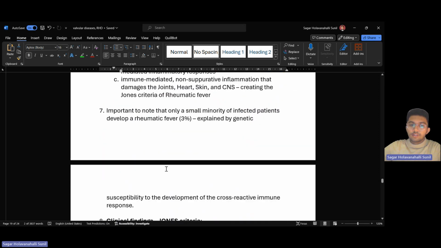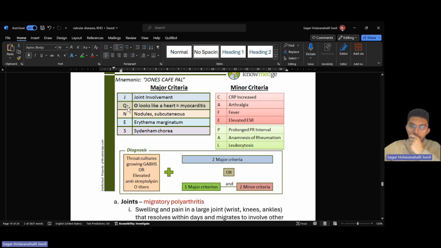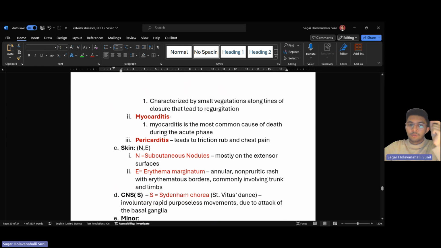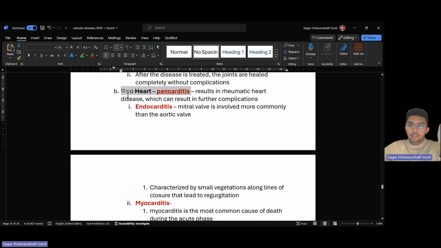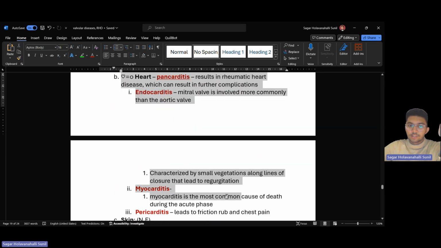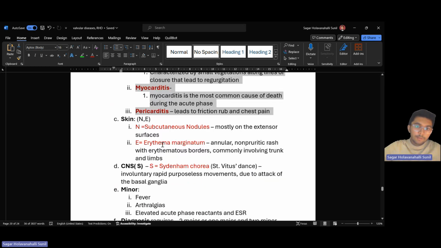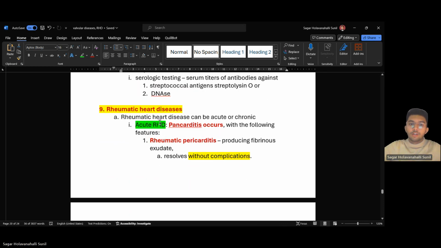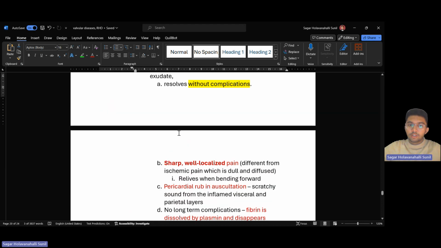So that is Jones. Then come to the O part, that is the heart over here. And here you mention more in depth. You can start off with just this much. Don't explain anything further. If you think that you have to explain more, maybe because you haven't explained other parts properly, or maybe because the professor asks, or maybe you just think you know it well, then go for the acute rheumatic heart disease and chronic rheumatic heart disease.